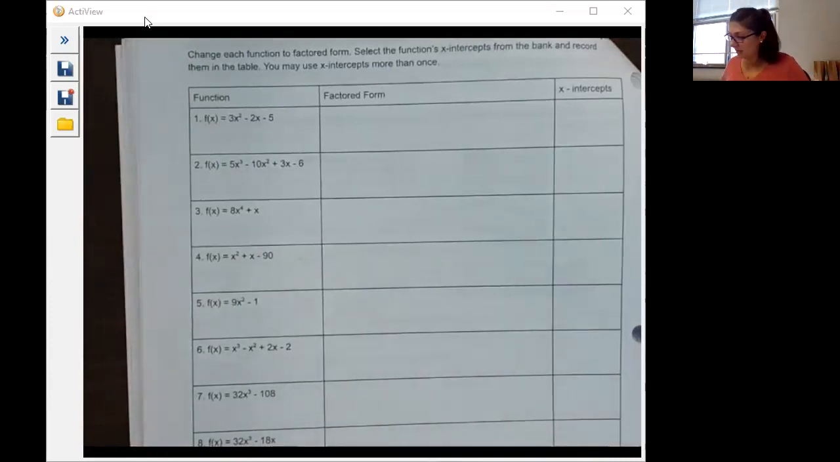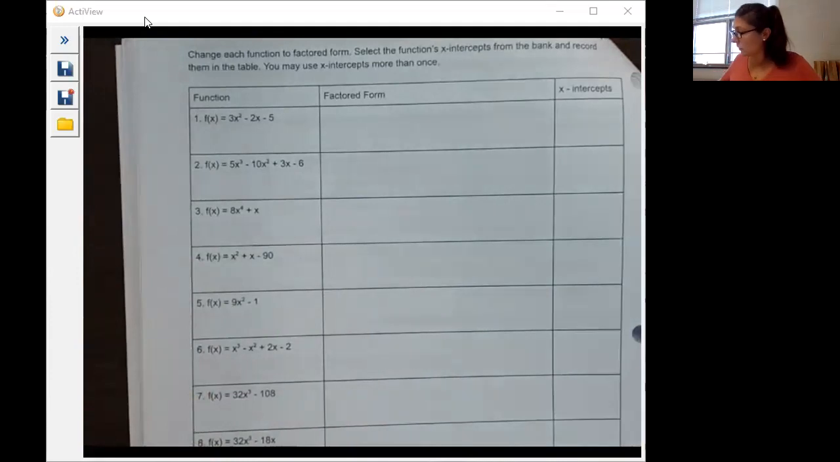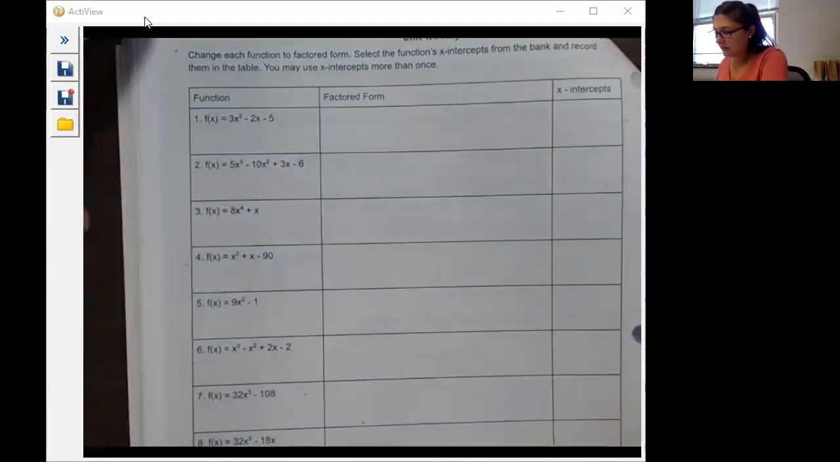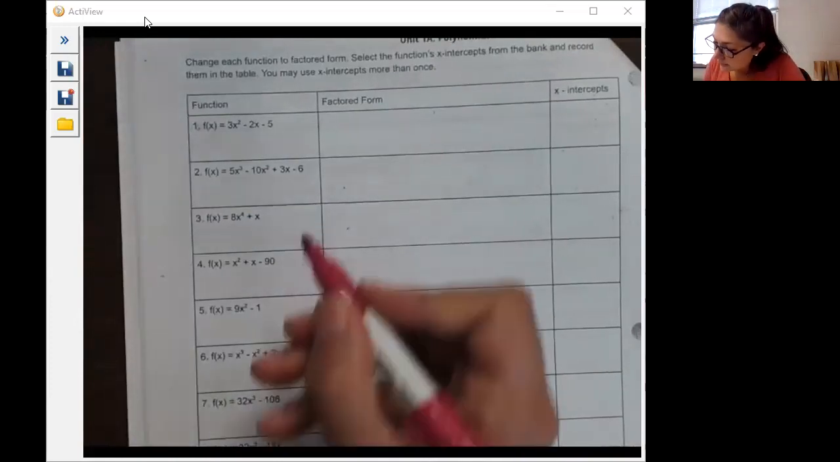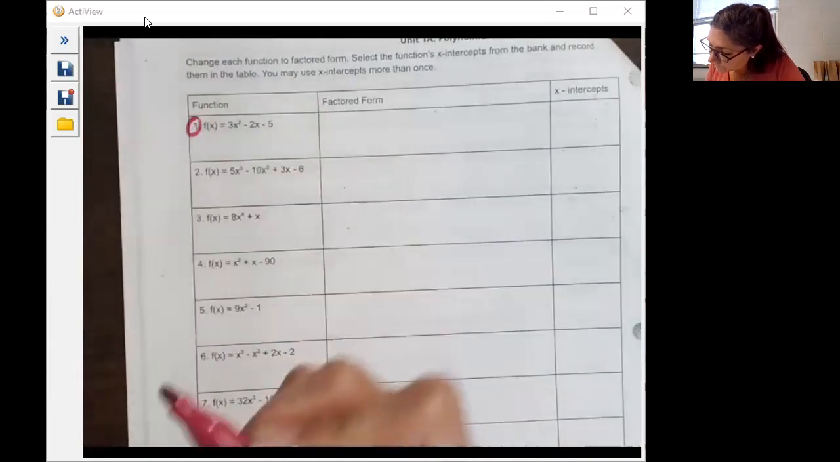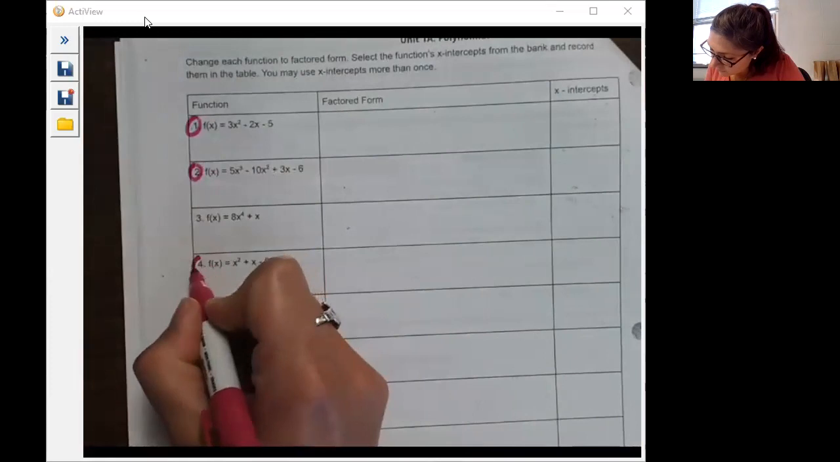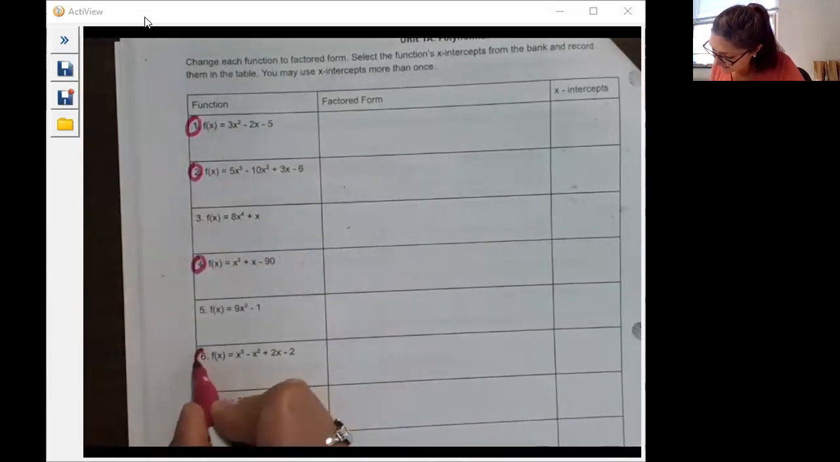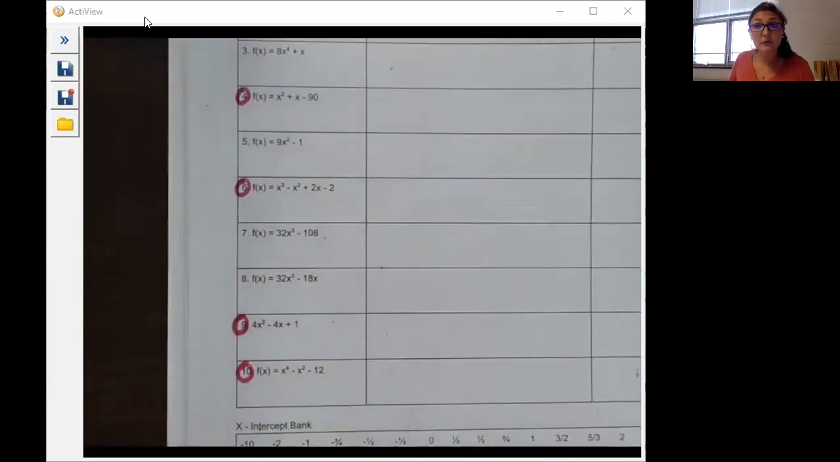So on page 30, we're going to pick out the problems that we know how to factor right now. So that would be anything with 4 terms or 3 terms. So I could factor number 1, number 2, number 4, number 6, number 9, and number 10. Those are problems that we know how to factor right now because they have either 3 or 4 terms.